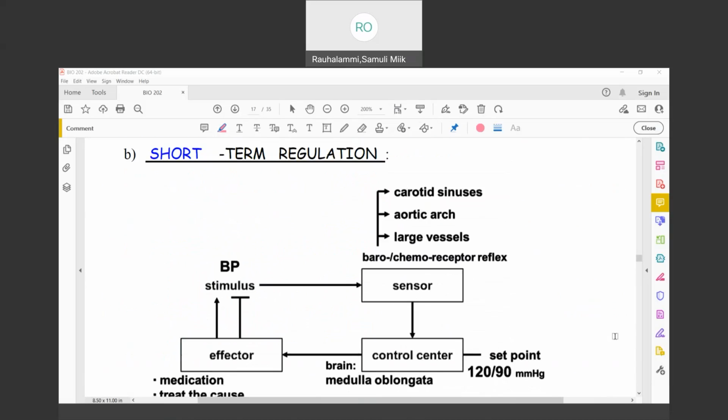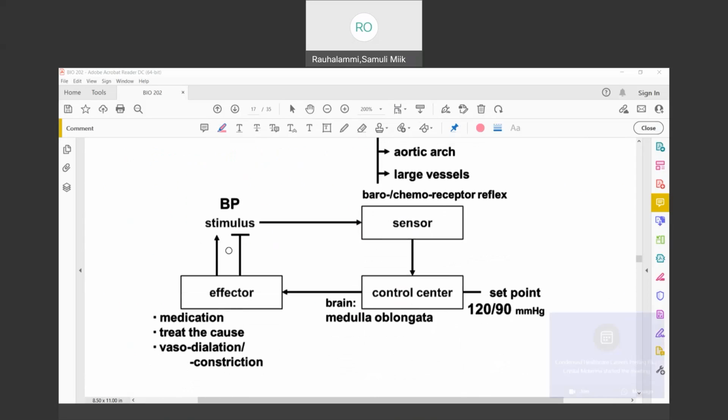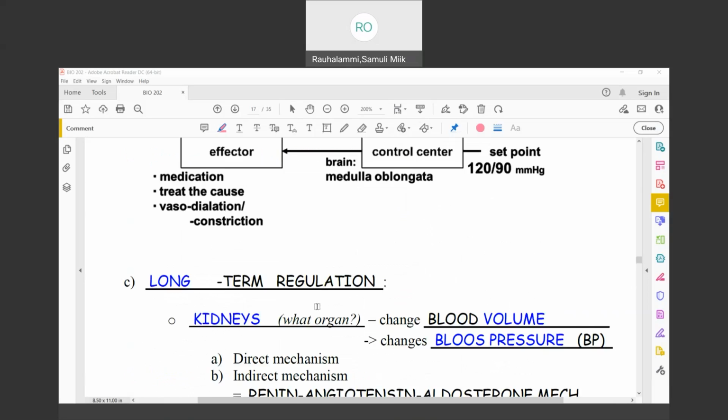We talked about the short-term regulation of the blood pressure, using the homeostatic mechanism as an explanation tool. So we compared the blood pressure against the set point within the medulla. That was through baroreceptor and chemoreceptor reflexes, so carotid sinuses. For example, we saw that at the point where the common carotid divided into internal and external ones. We had receptors at the aortic arch, at the large vessels as well. And if necessary, we can then act to stop that blood pressure fluctuation.